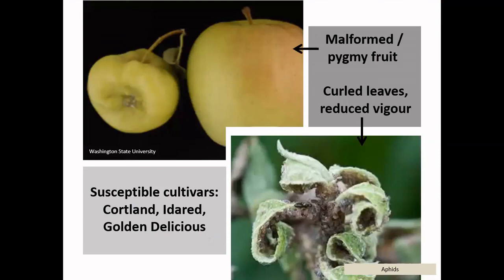The type of damage that can occur from rosy apple aphid feeding is this malformed or pygmy fruit, and this is because of a toxin within the saliva of rosy apple aphid as it feeds, which can change the natural growth of the fruit. It can also cause the leaves to curl and become quite tight, and this can really reduce the vigor of those terminals. There are some susceptible cultivars, including Cortland, Ida Red, and Golden Delicious.